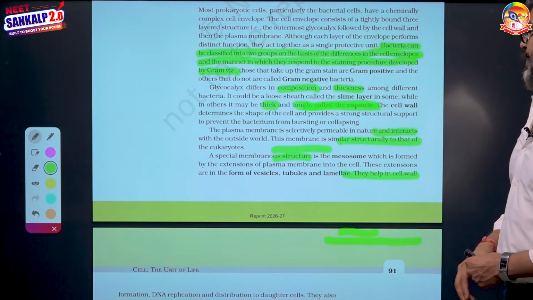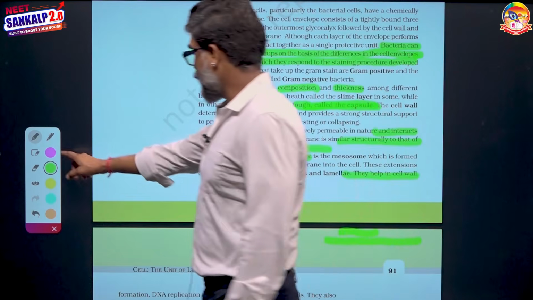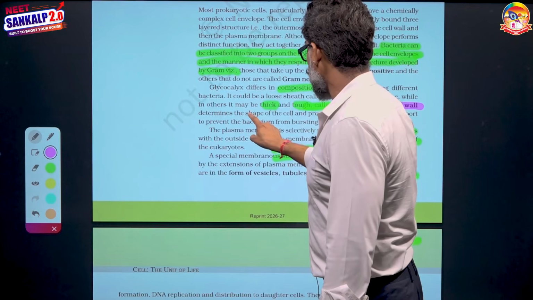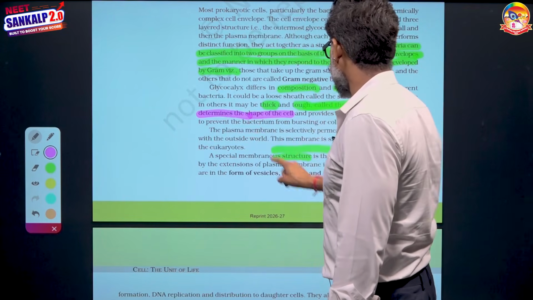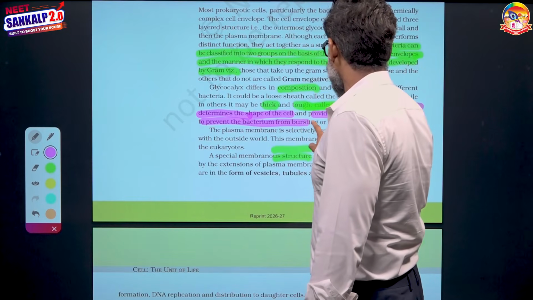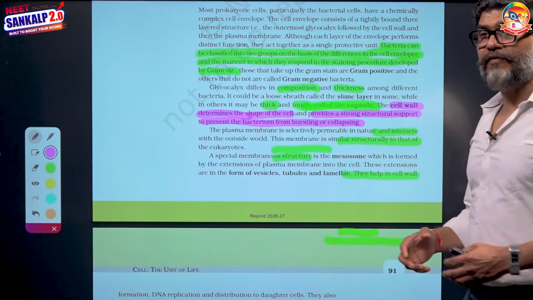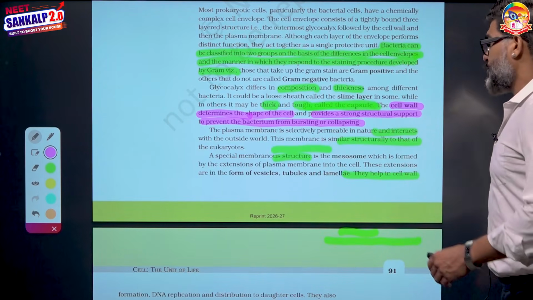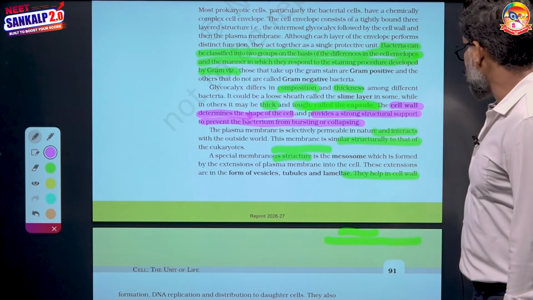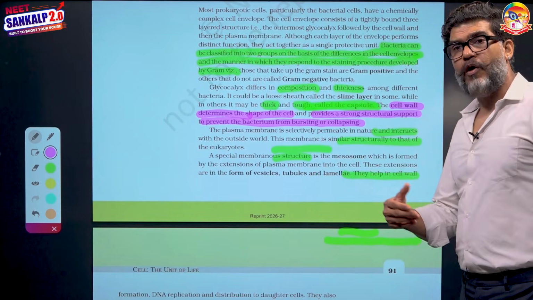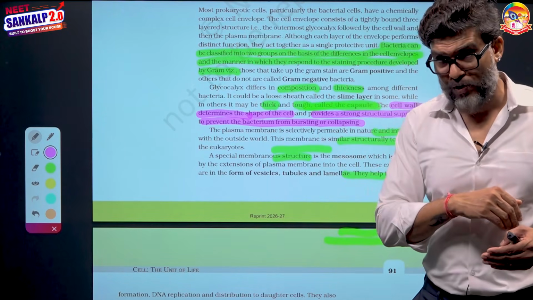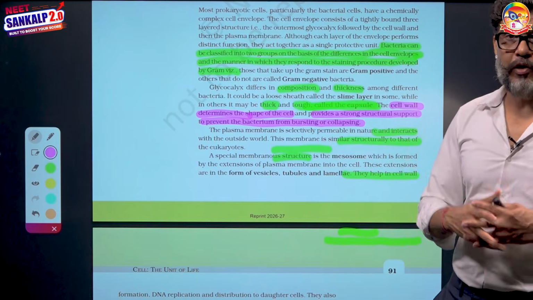The cell wall determines the shape of the cell. Here again, they mention different functions of the cell wall. Cell wall determines the shape of the cell. It is one of the functions. They provide a strong structural support to prevent the bacterium from bursting or collapsing. It means the cell wall is providing mechanical support and it also determines the shape of the cell. Plasma membrane is selectively permeable in nature and it interacts with the outside world. Why? Because it is selectively permeable, some of the substances it will allow to move across it and some of the substances it will not allow to move across it.